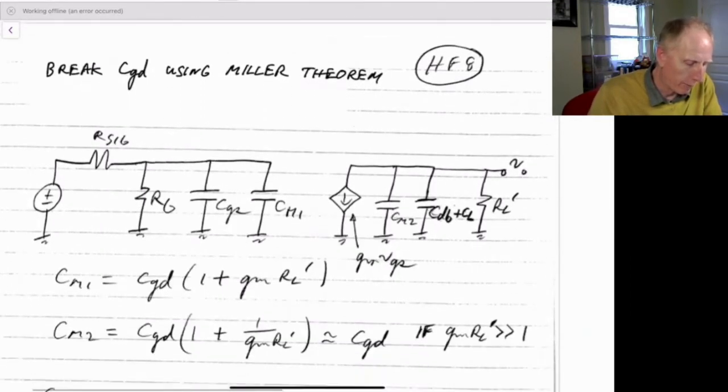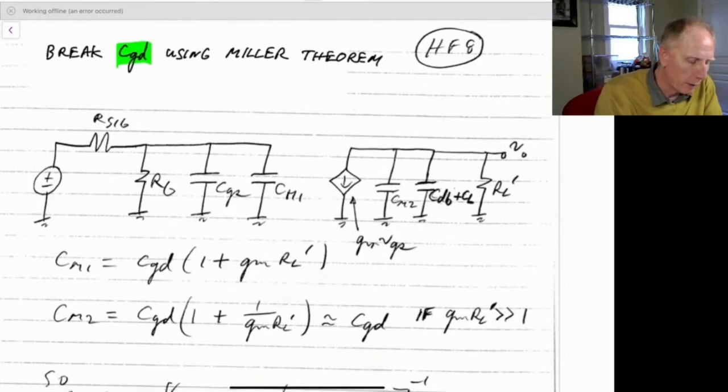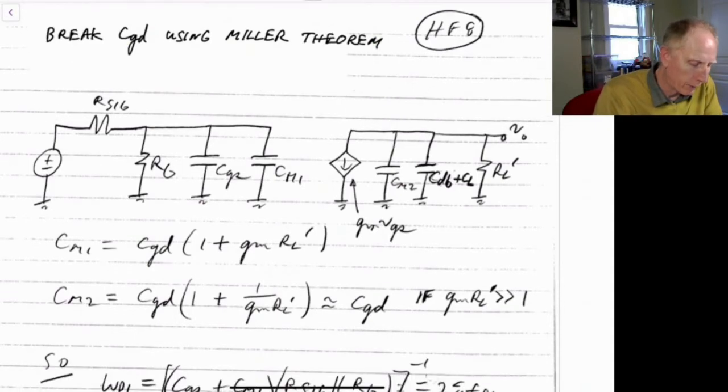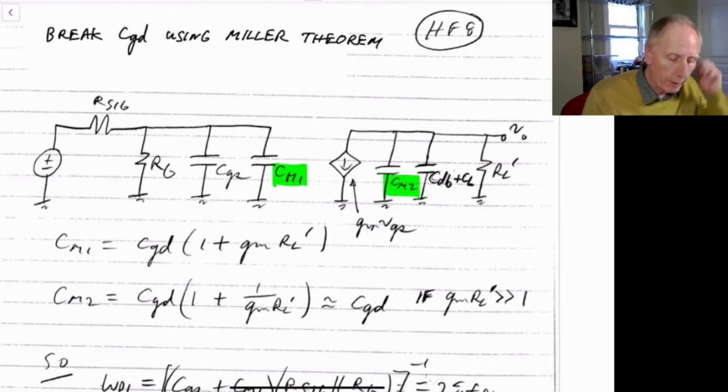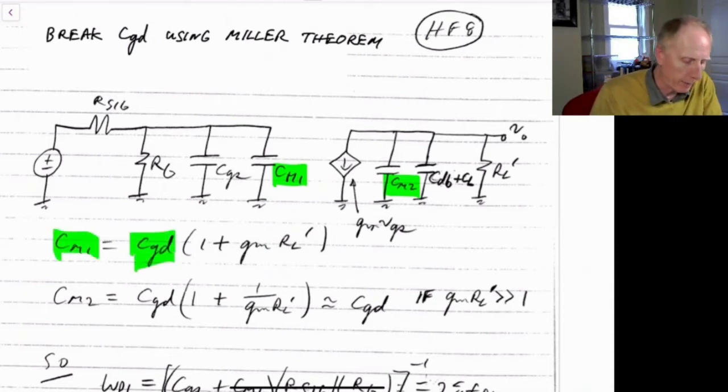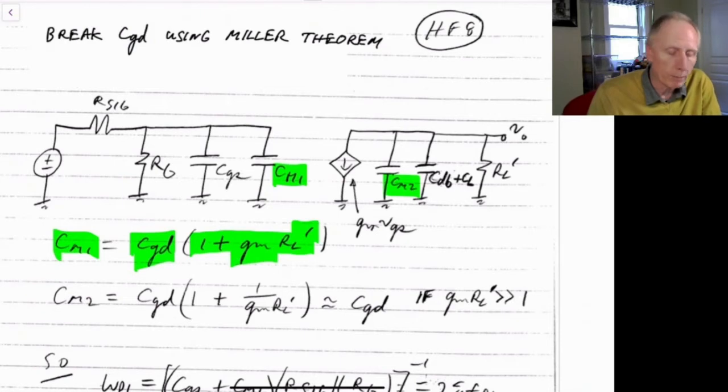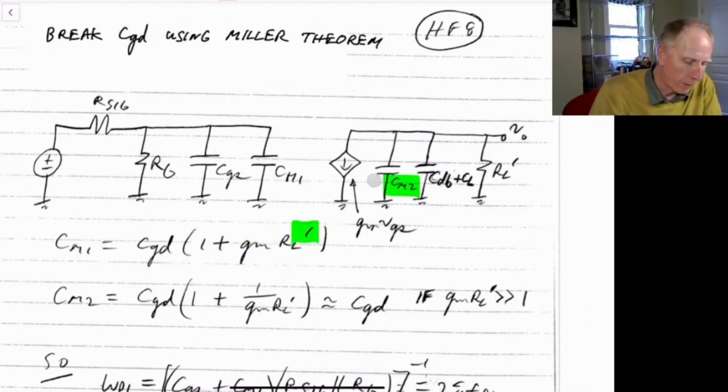So we'll use the Miller theorem for that. What we have is we'll break CGD up, as I mentioned, using this Miller theorem. And so that then ends up being, we have this extra capacitor here, now C sub M1, and we also have another capacitor here, C sub M2. And using Miller theorem, we know that C sub M1 is equal to that gate to drain capacitance times 1 minus the gain, the midband gain. Now in this case, the midband gain is minus gm times RL prime, so it becomes 1 plus gm times RL prime. So that was for C sub M1, Miller 1.